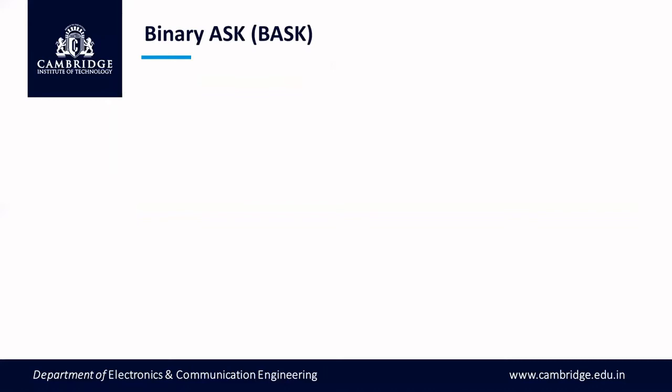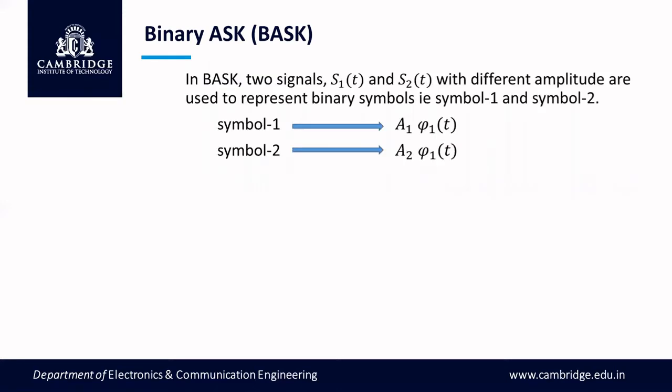So let us go into detail about binary ASK, because it is the most popular type of digital transmission. In binary ASK, as I said, there are two digital symbols, symbol 1 and symbol 2. Basically, symbol 1 represents bit 1, symbol 2 represents bit 0. To represent these two symbols, we use two signals, S1 of t and S2 of t, with different amplitudes.